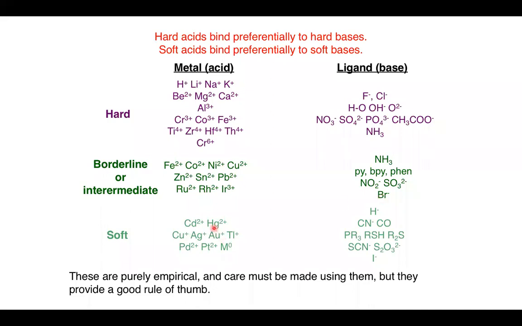For the soft acids and bases, we have things like cadmium, palladium, platinum, and any metal which is not oxidized. On the ligand side, we've got things like the hydride ion, cyanide, carbonyl, thiocyanate, and so on. These are pretty much empirical, and care must be taken in using them. They do provide a good rule of thumb, so it's possible to compare between the two to try and understand what is happening overall.